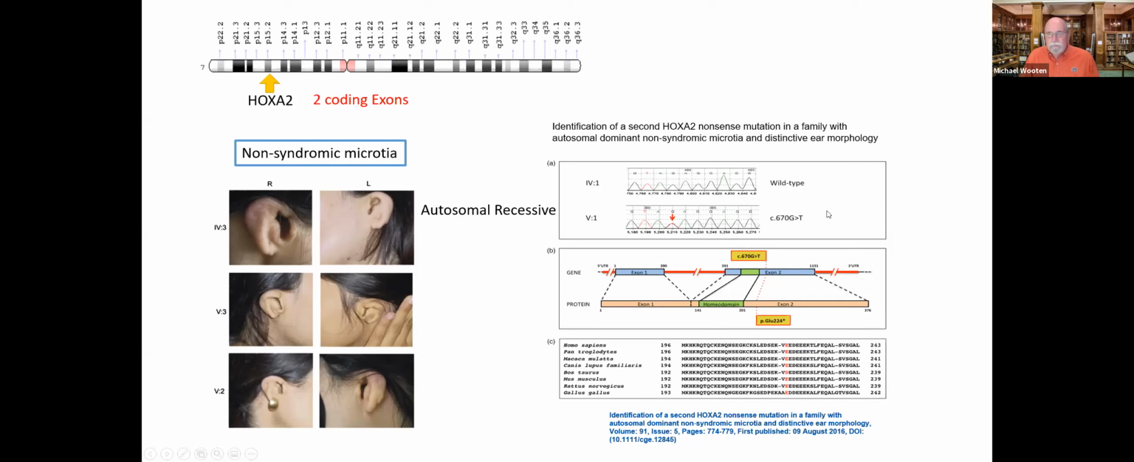Okay, remember what nonsense mutations do, right? You have missense, which just changes the amino acids. You have silent, which don't do anything. You have a missense mutation, which changes the protein that's being formed in the sense that it changes the amino acids. And you have a nonsense, which are usually stop codons, right?